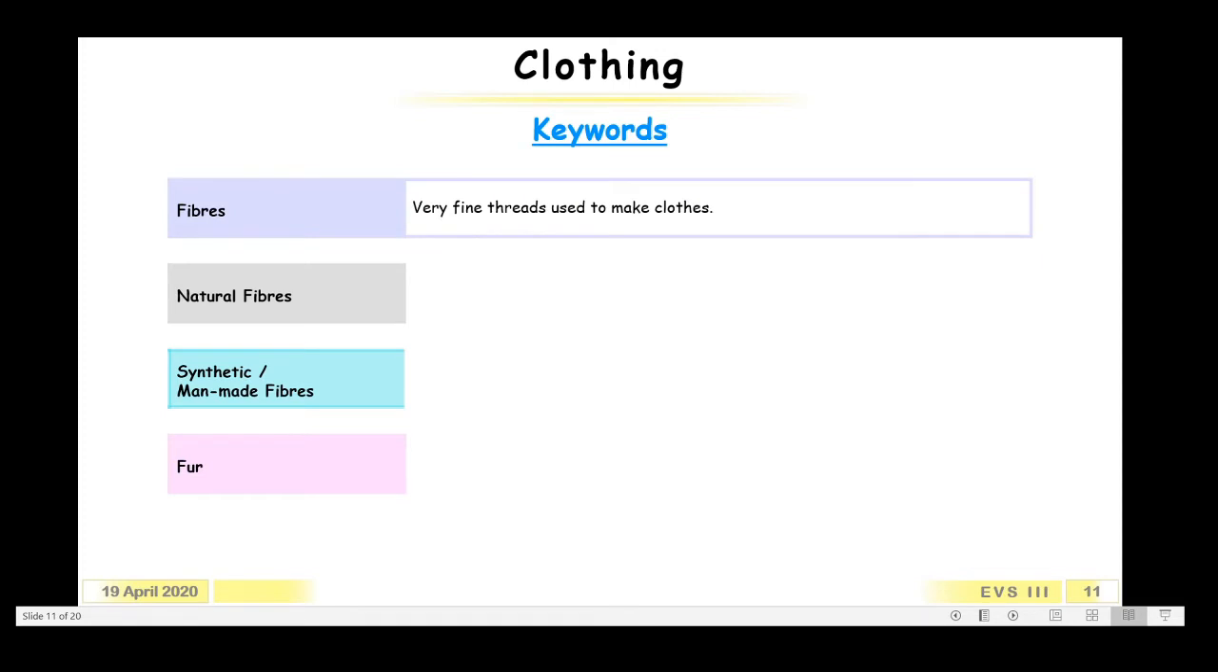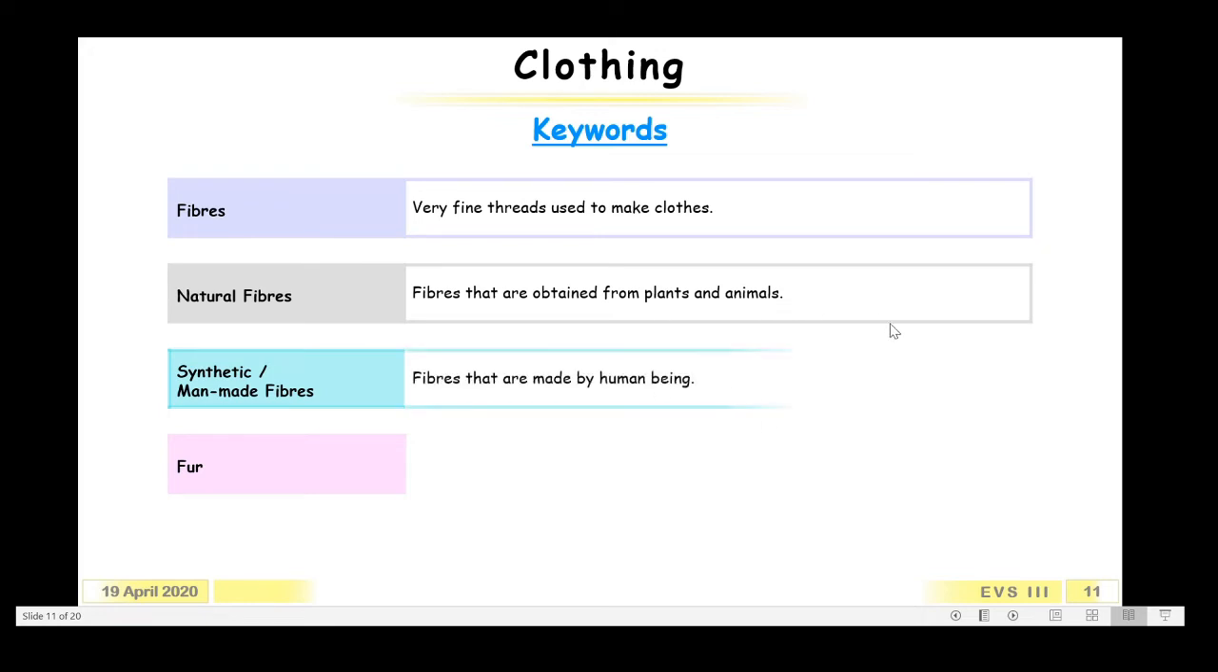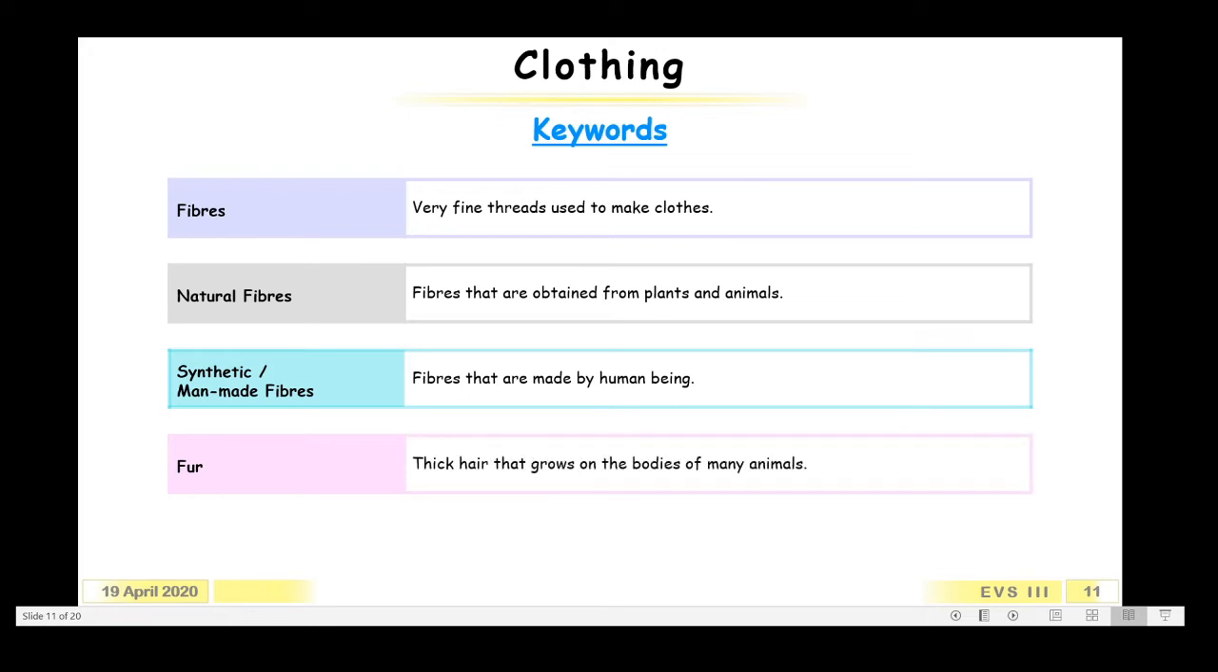So, fibers are very fine threads used to make clothes. Natural fibers. Fibers that are obtained from natural sources like plants and animals. Then we have synthetic or man-made fibers. Fibers that are made by human beings, and the fur, thick hair that grows on the bodies of many animals.